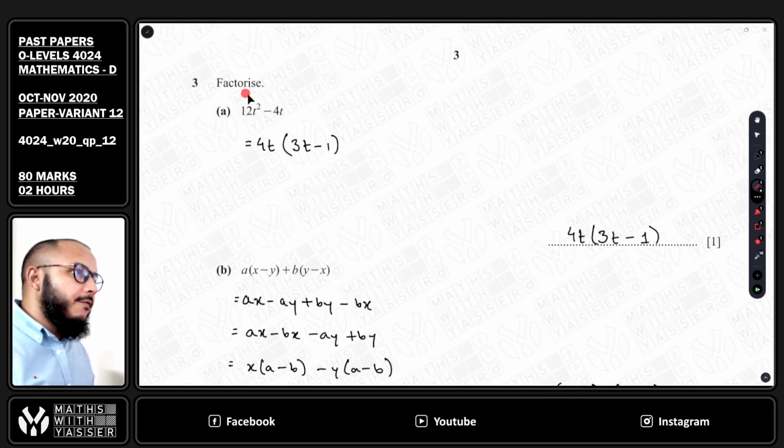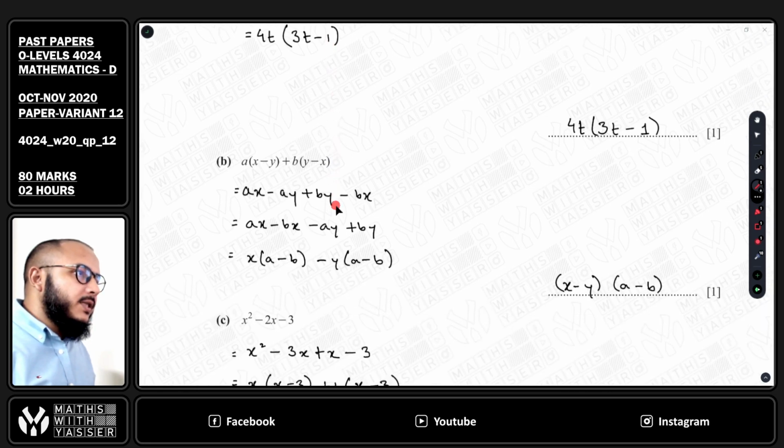Question number 3, factorize 12t square minus 4t. So we can take 4t common from both of them, and then we will have 3t minus 1 within brackets. Next we have a times x minus y plus b times y minus x. If we expand the brackets, it will be ax minus ay plus by minus bx.